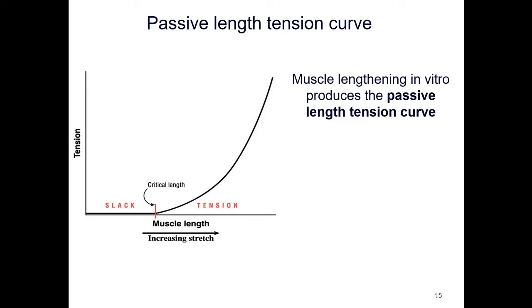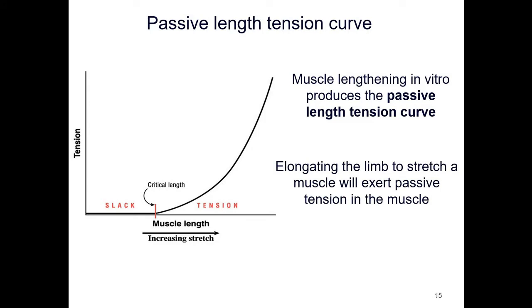and as the muscle is stretched until that slack is taken up, it's not going to generate any force. Then, once the fibers become a little bit taut, we start to develop passive tension. So, the further we increase the muscle length, the greater tension we see building up. These results show that simply elongating the limb will generate a passive tension in the muscle.